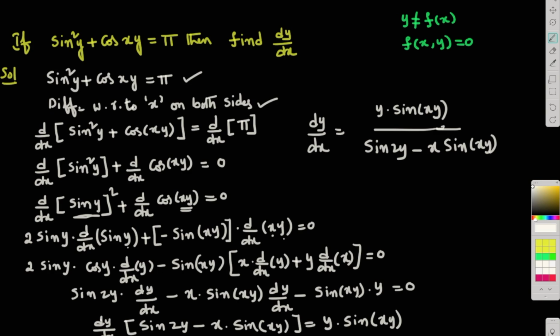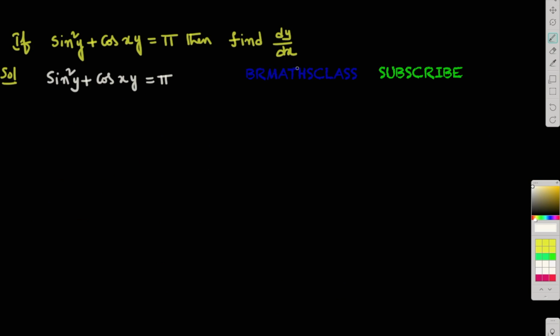If sin square y plus cos of xy equal to pi, then find dy by dx. First, we'll take the given equation sin square y plus cos of xy equal to pi. You observe this equation. Is it implicit function?